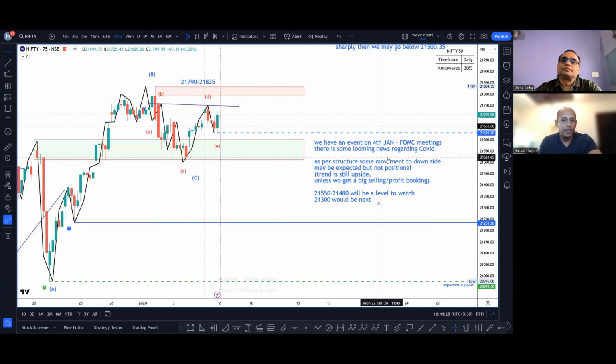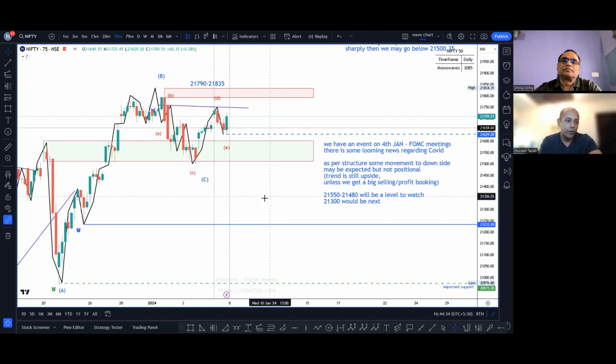We had said that there are certain events. We had some looming news of COVID. There were some FOMC meetings coming out, etc. And we had also said that based on the structure of the market, some movement to the downside can be expected. However, it may not be positional.